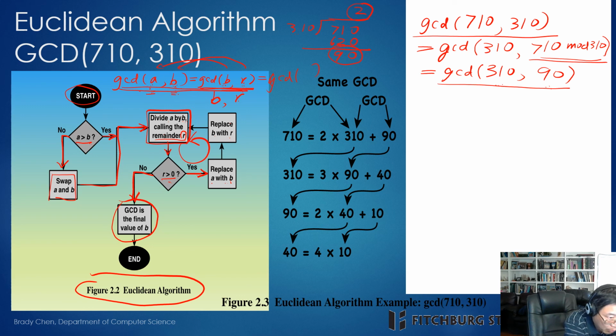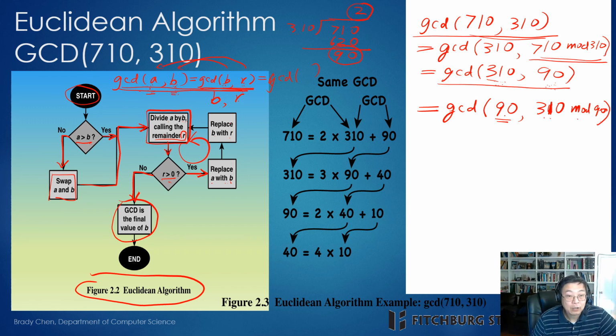Of course, it should be easier to calculate the greatest common divisor of 310 and 90 than 710 and 310, right? Now we can repeat this process. The GCD of 310 and 90 can be calculated by changing it to the same problem at a smaller scale. Replace 310 with 90, and replace 90 with 310 modulo 90. Now, what's 310 modulo 90? We're going to do another division.